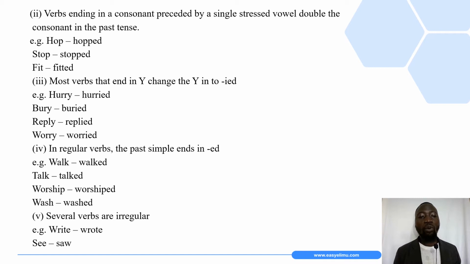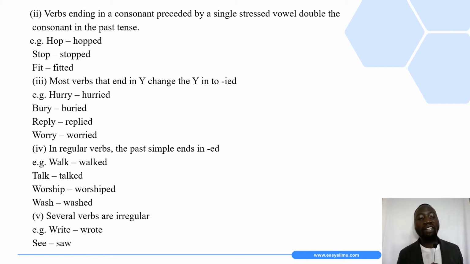For example, we have hop. If we double the consonant P and add ed, we have the past tense hopped. Another word is stop. If we double the consonant, then add ed, we have stopped. Another one is fit, fitted. Also, about some of the verbs in this tense, most verbs that end in y, the y is changed to i before adding the suffix ed to form the past tense.